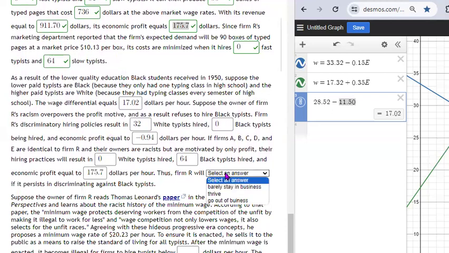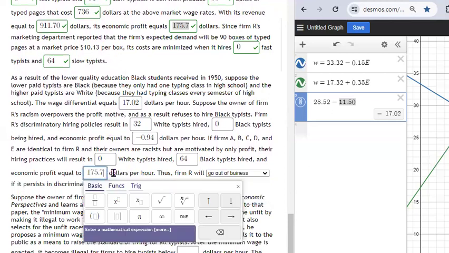Thus, firm R will what? It's not going to thrive. The discrimination is going to cause this firm to go out of business.